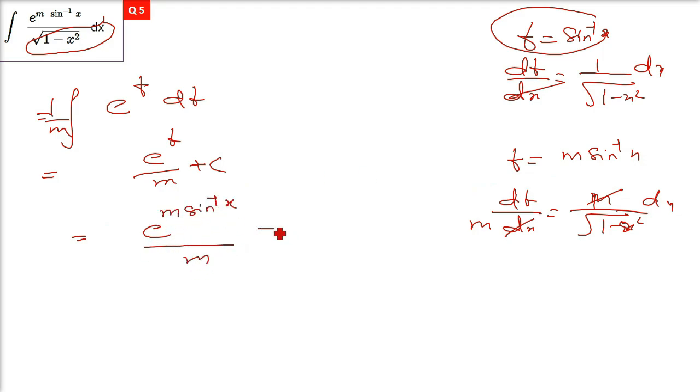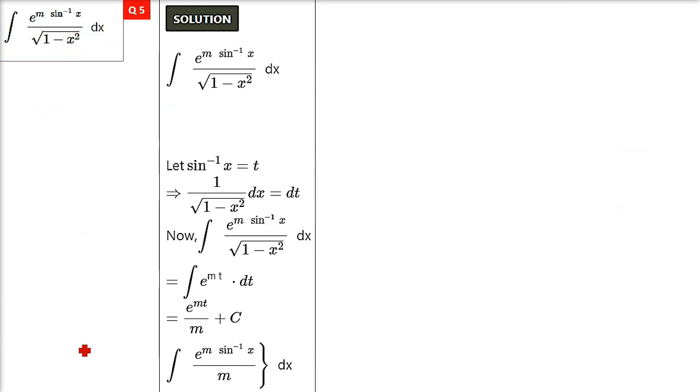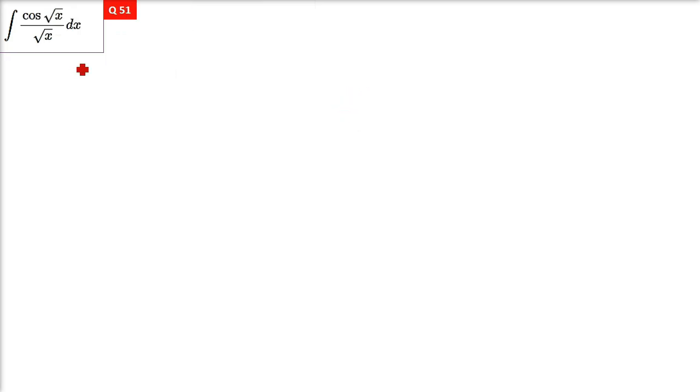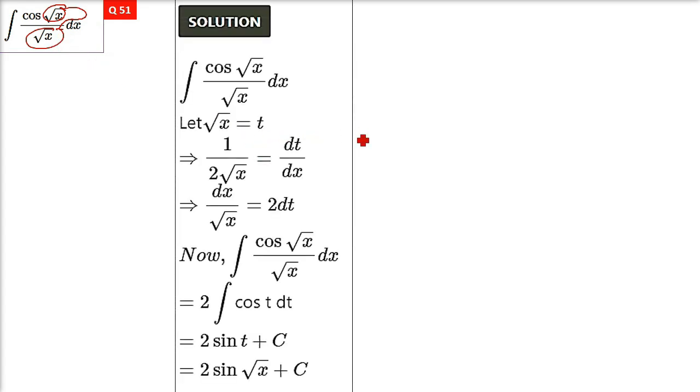Now I solved it like this. I'll show you the solution or the reference in a different way. Now let's see here. Here t was taken as sine inverse x, so there is one step which was increased. Cos root x by root x. So this root x, when you put it as t, you will get 1 by 2 root x as the term which we already seen. A question like this. So just see the reference and go ahead.